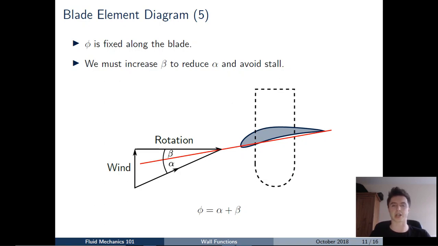So what this diagram is showing us is that that flow angle phi is fixed by the wind speed and the rotational velocity component, and we want to not encounter stall. So we need to make sure that the angle of attack alpha doesn't get too large. And the way we do that is by twisting the aerofoil sections through that angle beta as we go along the blade.